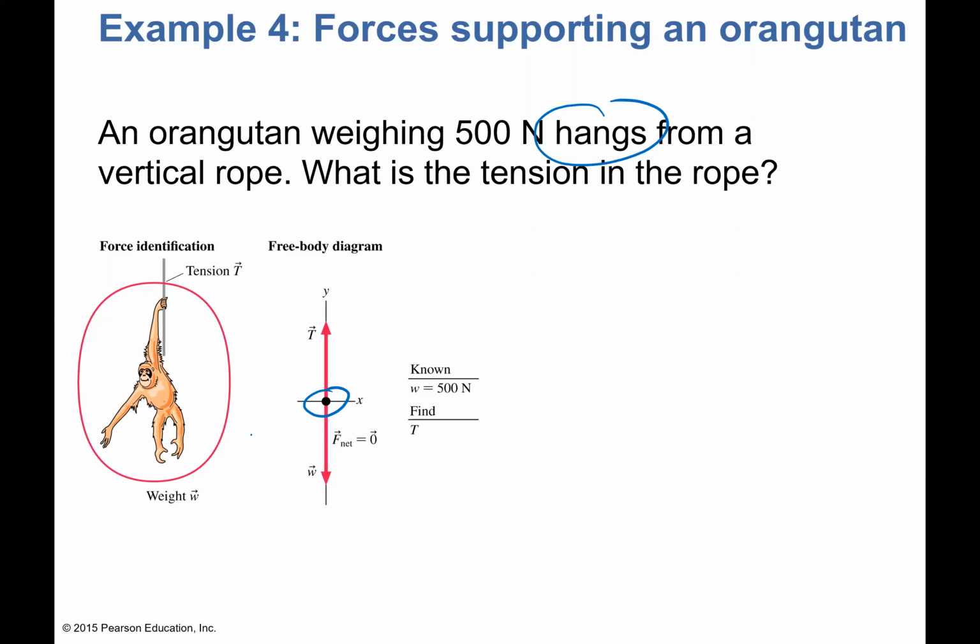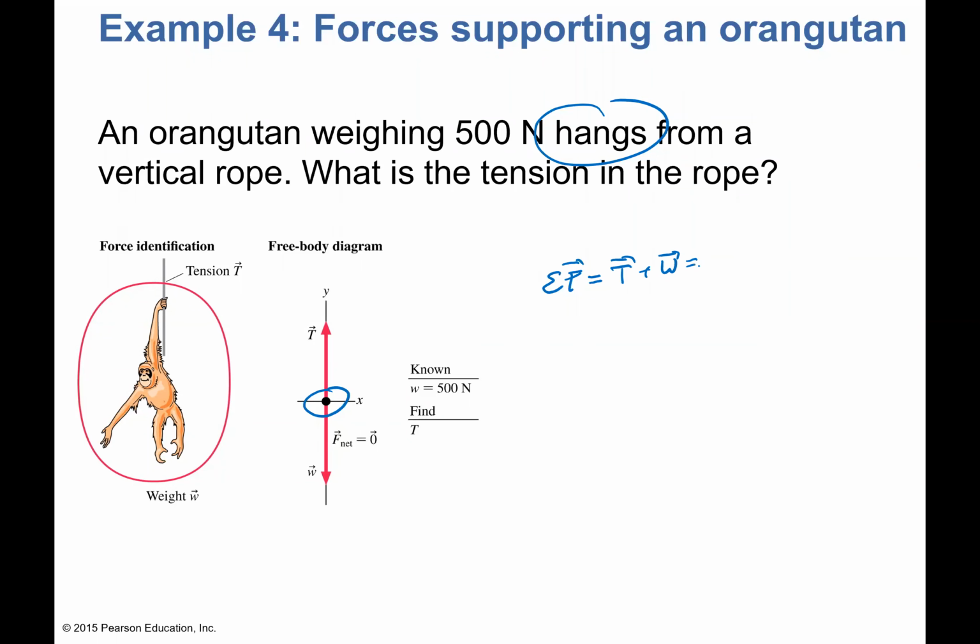One is always going to be gravity, which is down. The other one is tension, because the rope is what keeps him or her hanging like that. It's simple enough. You can see that you have two forces, which means the net force equals tension plus weight. That's how you write it in vector format.